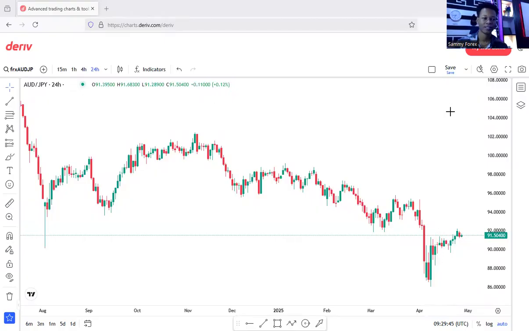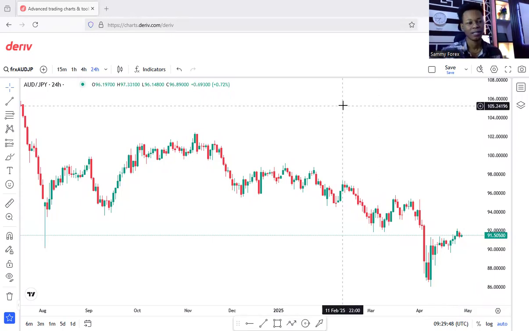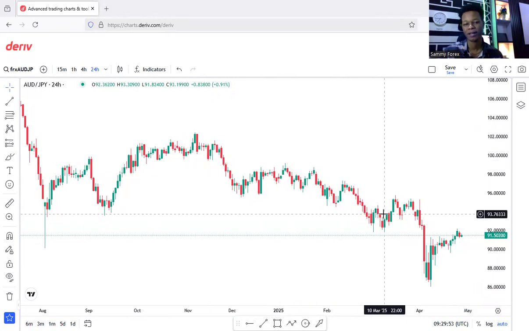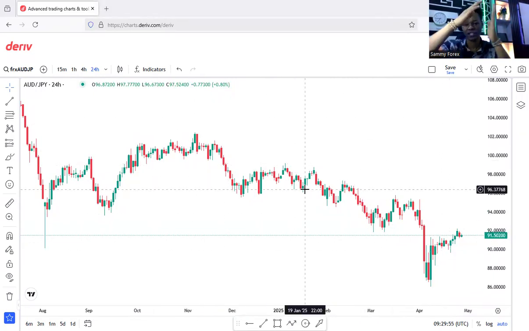So let's dive into the charts and see what the price has for us. Currently, I am on AUDJPY, which is Australian dollar JPY. Right now, price is giving us something like a downtrend move, telling us that price is sloping down.